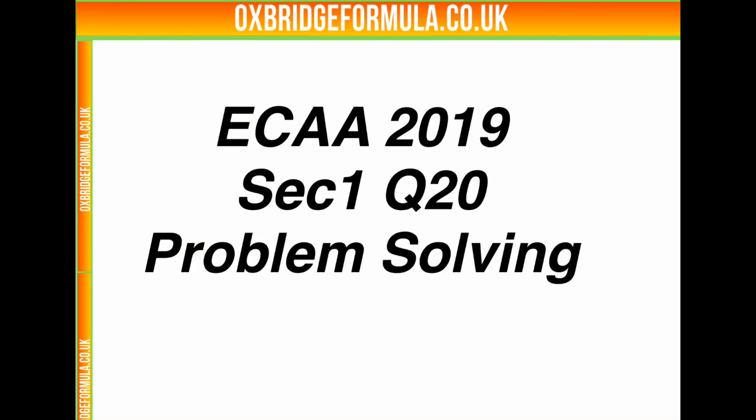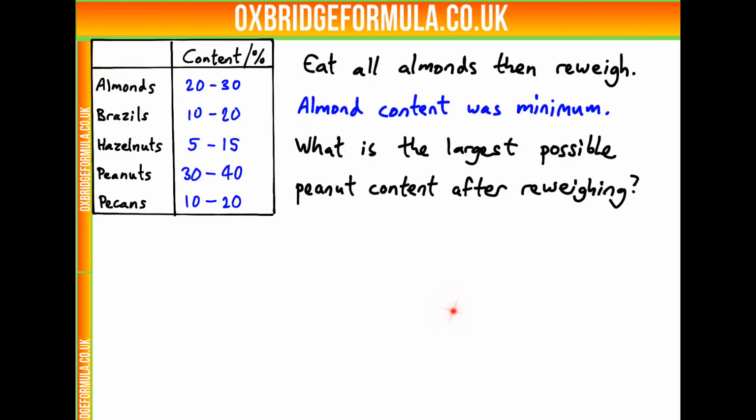This is question 20 on problem solving from section 1 of the 2019 ECAA. So we're told someone has a bag of mixed nuts, and this is what it says on the packet in terms of the content of the nuts as a percentage of the whole pack. We're told that this person eats all of the almonds and then reweighs the packet, and before this, the almond content was at the minimum that fits the information on the pack. Therefore, after they have reweighed, what is the largest possible peanut content as a percentage?